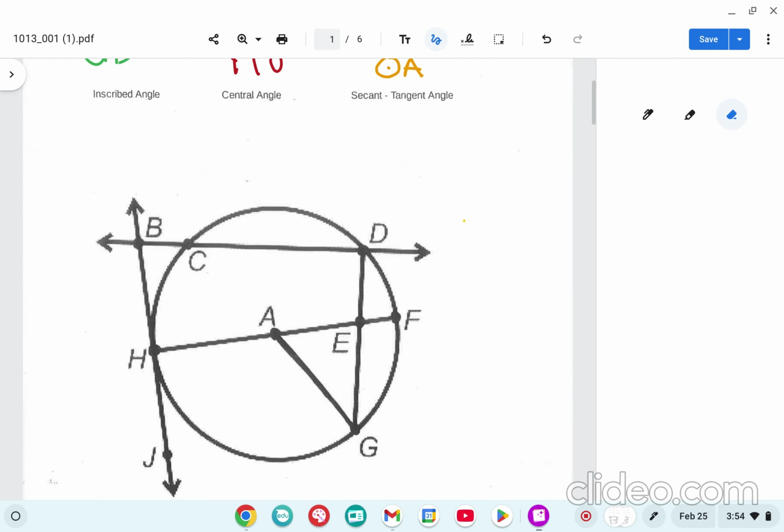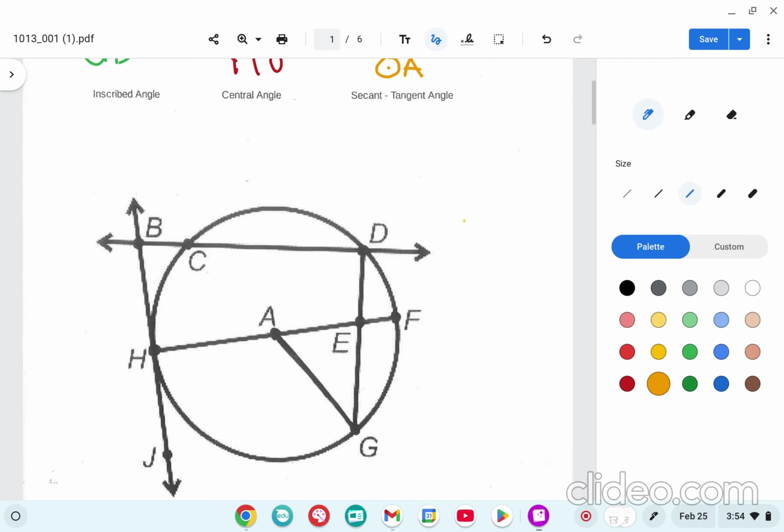So all of our answers are going to be angles that are 3 letters with the angle symbol. So the first one here is our inscribed angle. An inscribed angle is an angle where all 3 points are on the edge of the circle. And that means the angle is kind of contained within the circle.